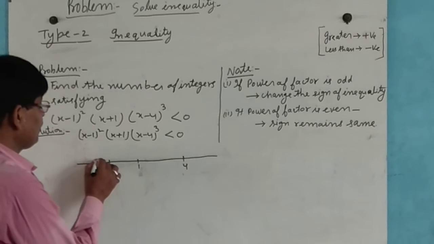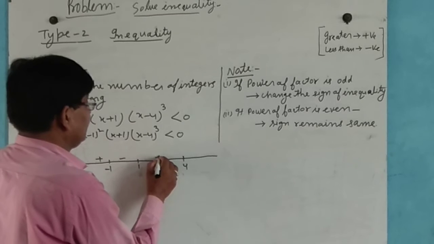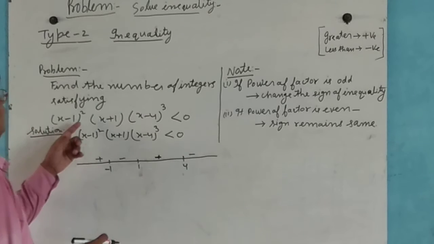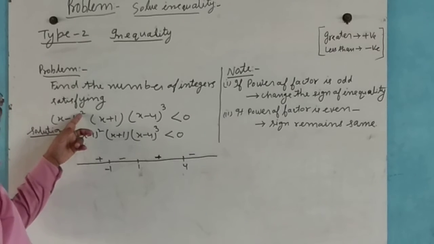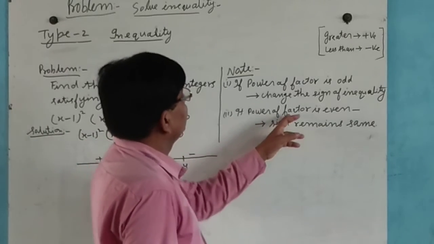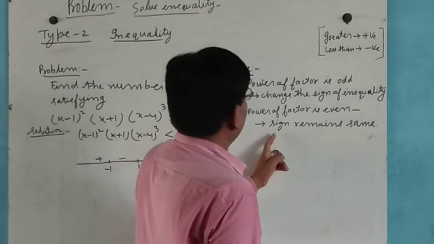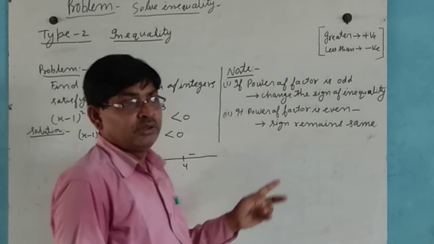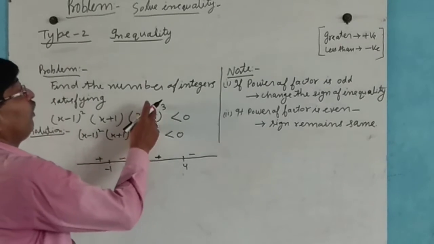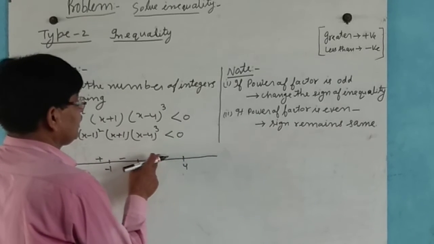This is positive, this is negative, this is positive and this is negative, but here we check x minus 1 to the power 2. This is even. If the power of a factor is even, the sign remains the same, that is, no change in positive and negative. But if the power of a factor is odd, this is odd, so this is positive, this is negative, and the sign changes.